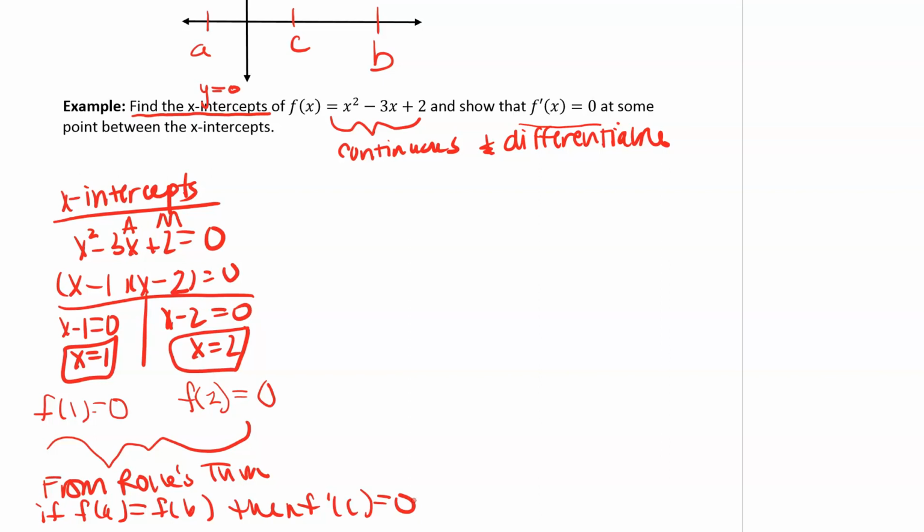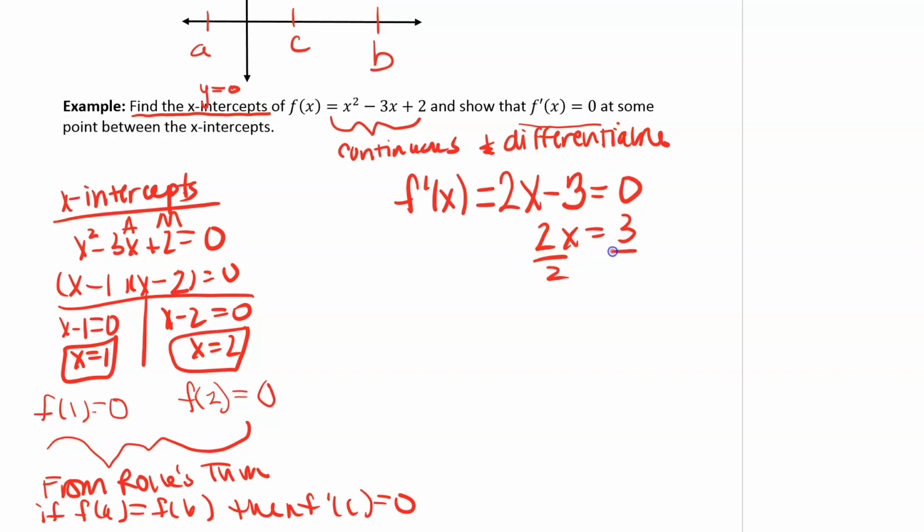So we have found the x-intercepts, and we're showing that f prime of x equals 0 at some point in between them. So let's find that point. Let's take the derivative. That gives me 2x minus 3, just applying power rules. Set that equal to 0 and solve. That gives me 2x equal to 3, so x is equal to 3 halves, and so this would be at the value 3 halves, comma.